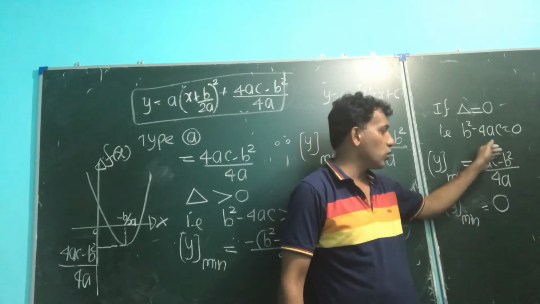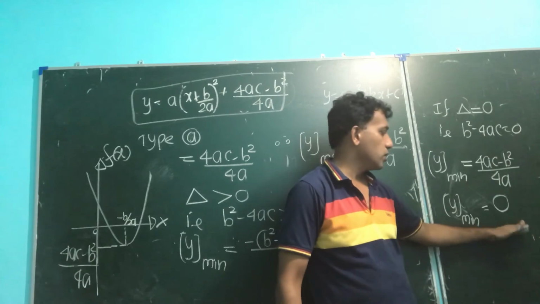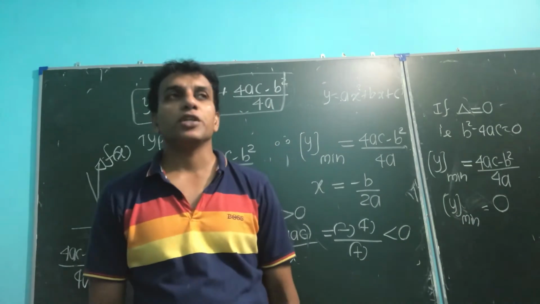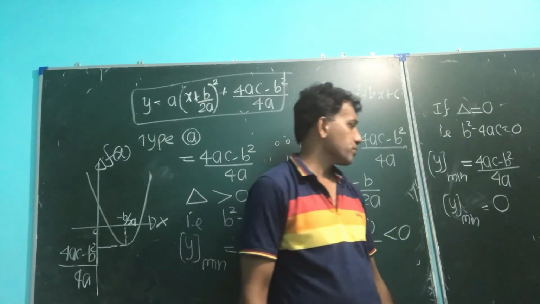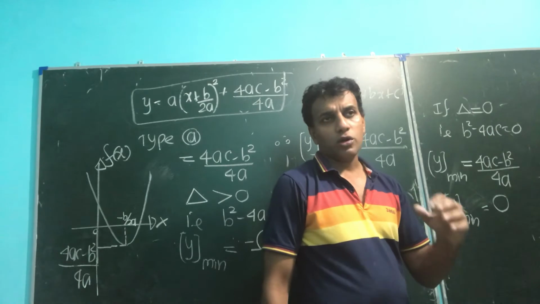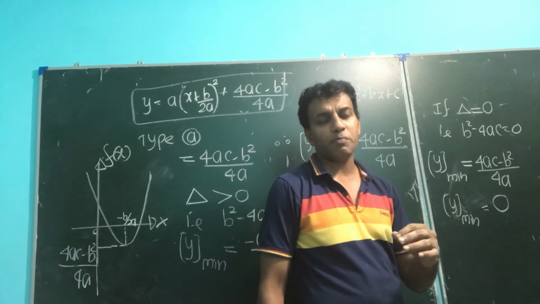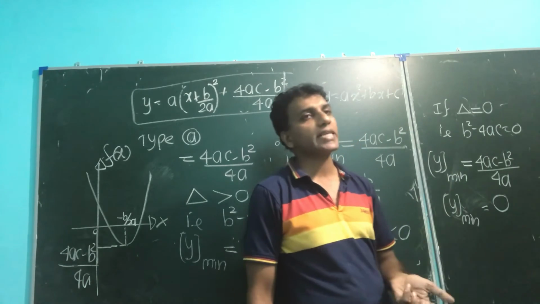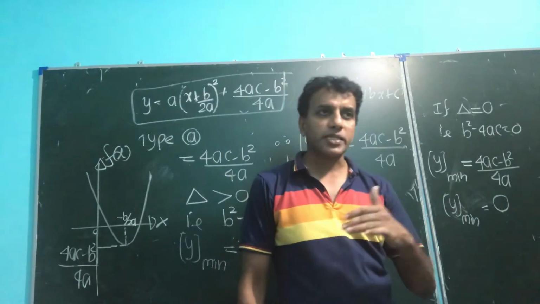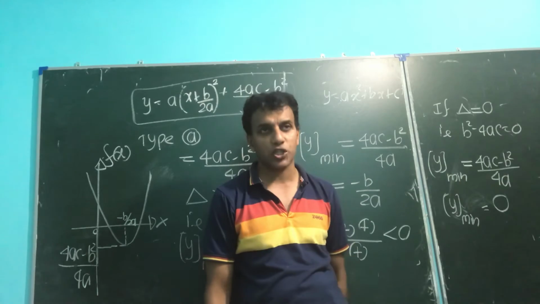But anyhow, 0 divided by a number is 0. So the minimum becomes 0. What do you mean by that? What does minimum value mean? The y value is 0. That means the graph touches the x-axis. The x-axis becomes a tangent of the function, right?